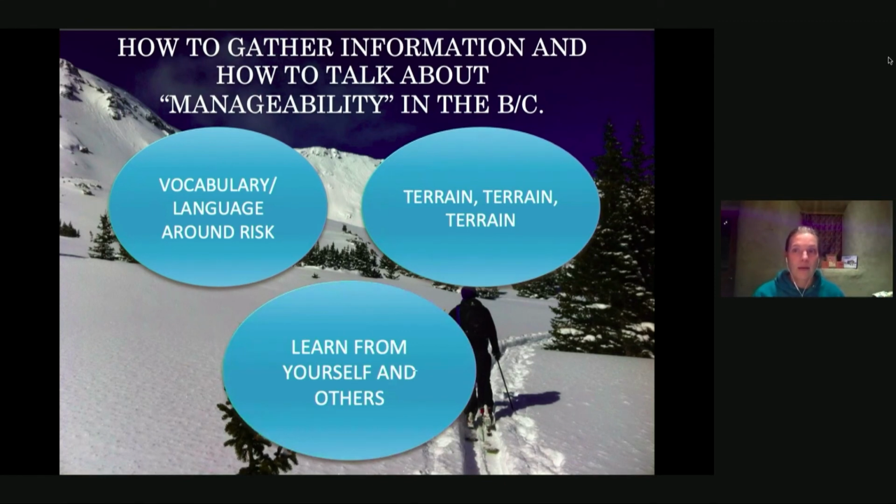And we as backcountry travelers don't have a ton of experience around avalanche problems. So if you really want to dig deep and learn about avalanche problems, start talking to ski patrollers. They're the ones that go hunting for avalanches. They have more experience. We can learn a lot from them as well.